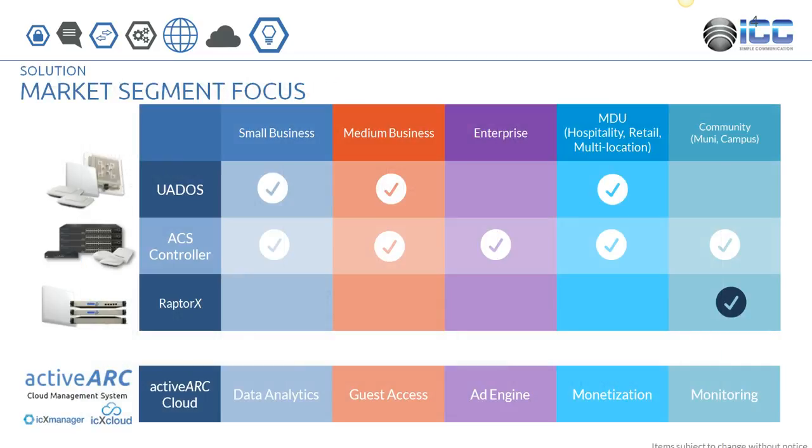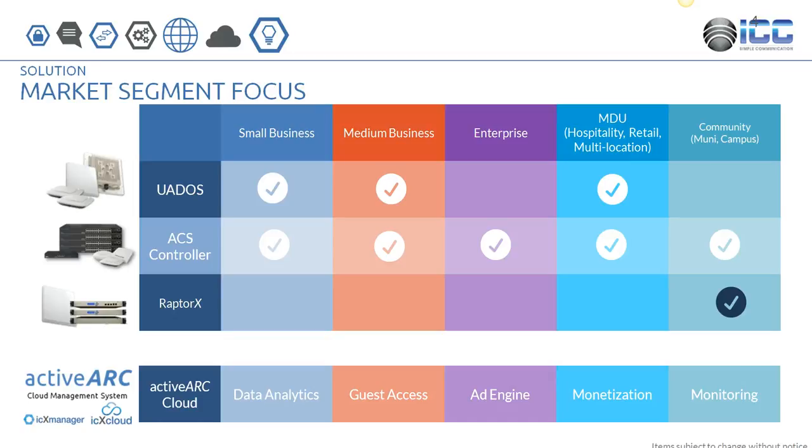So why don't we take a look at what those platforms are? Those platforms range from small, medium, enterprise, MDU, as well as community, muni, and campus-wide systems. The Unified Access Device, or UADOS operating system, is really focused on that small to medium and MDU space where you have multiple access points being deployed in an all-wireless environment managed by a centralized cloud ecosystem. This is a very cost-effective system with all Wave 1 802.11ac as well as Wave 2 802.11ac access points, focused on that cost-conscious but yet simple to deploy user.